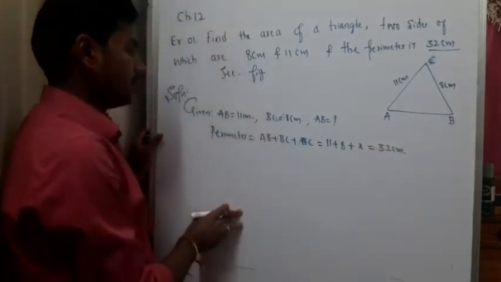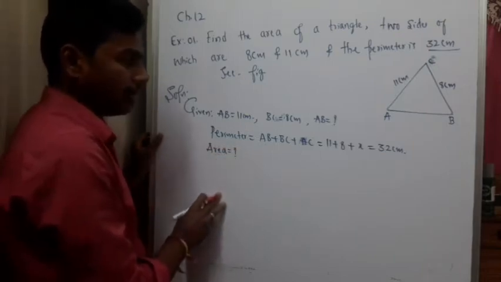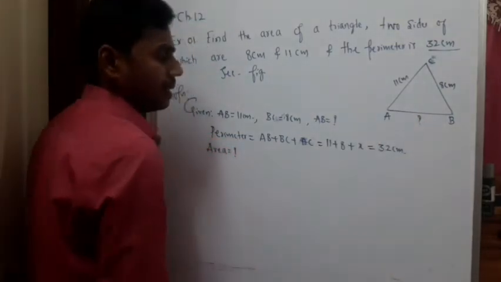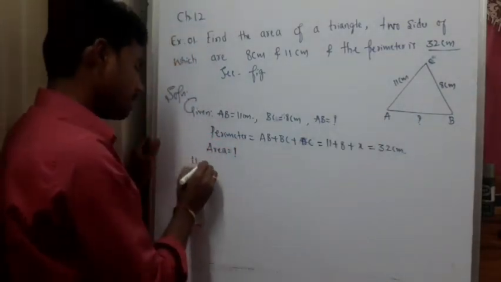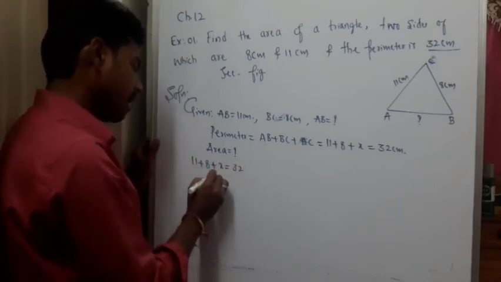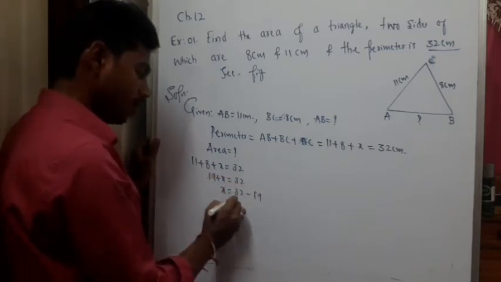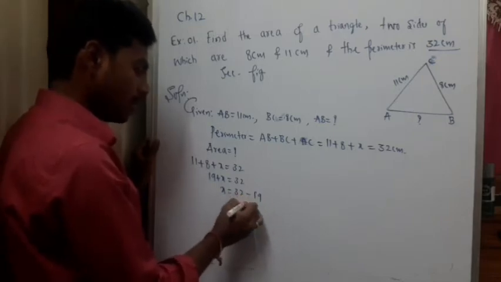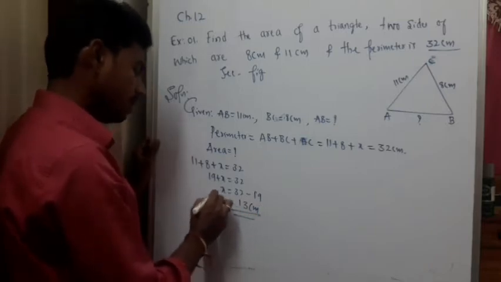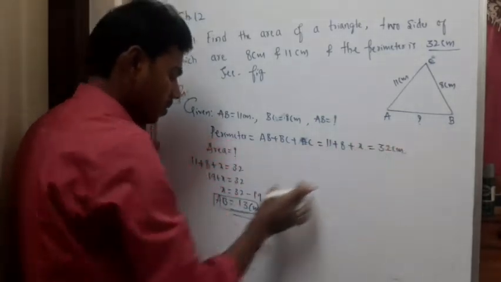Then we need to calculate the area. Area is equal to what? Before finding the area, we need to know the third side, that is X. So 11 plus 8 plus X is equal to 32. 11 plus 8 is nothing but 19, plus X is equal to 32. X is equal to 32 minus 19, which is 13 centimeter. So that side is equal to 13 centimeter.